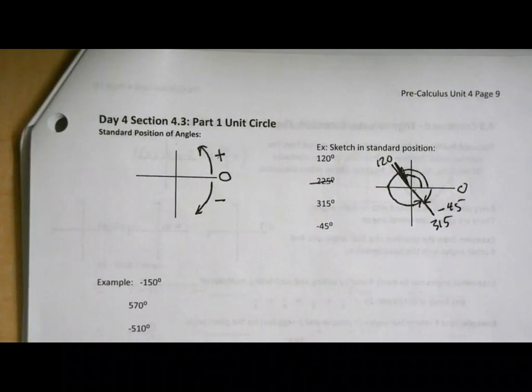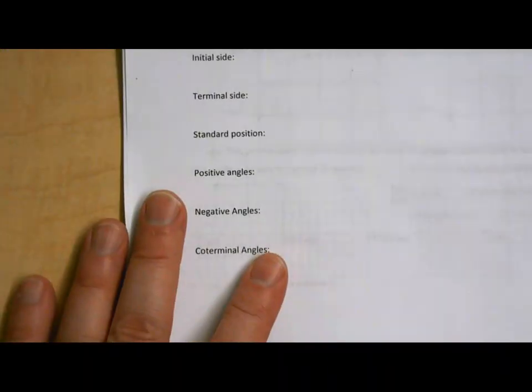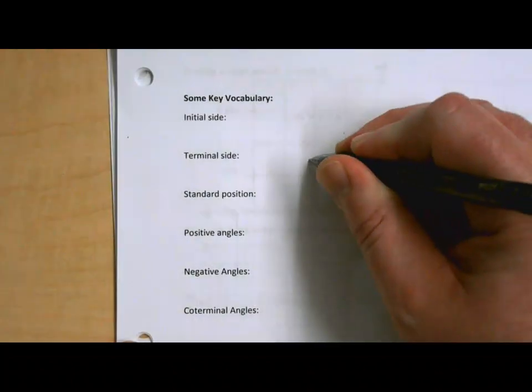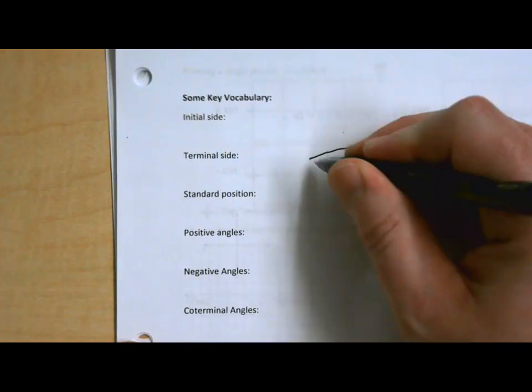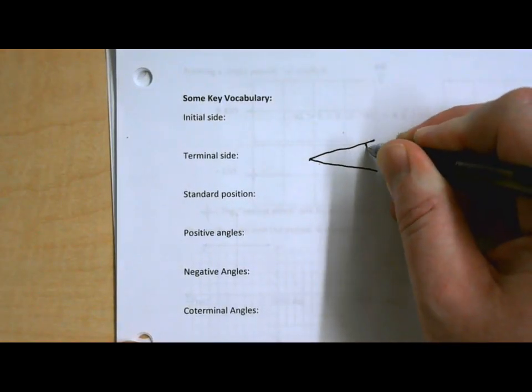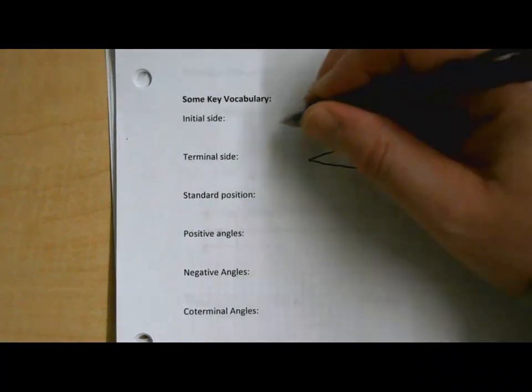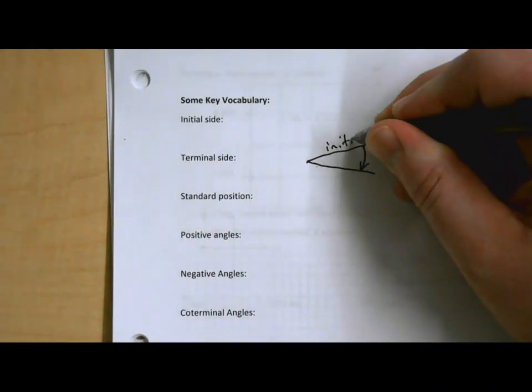All right, so let's jump down and talk vocabulary down here. Like I said, we're going to be jumping around quite a bit today. When we talk about angles, oftentimes we're going to talk about the initial side and the terminal side. Initial is the beginning, terminal is the end. In standard position of an angle, the initial side would always be the positive x-axis. But in general, if I start here and go to here, then my initial side would be this one, and this would be my terminal.